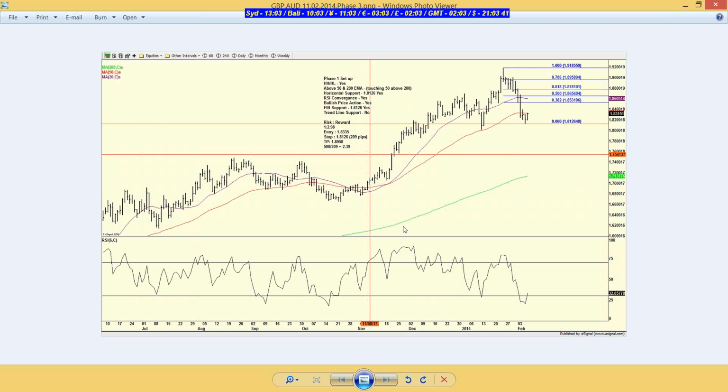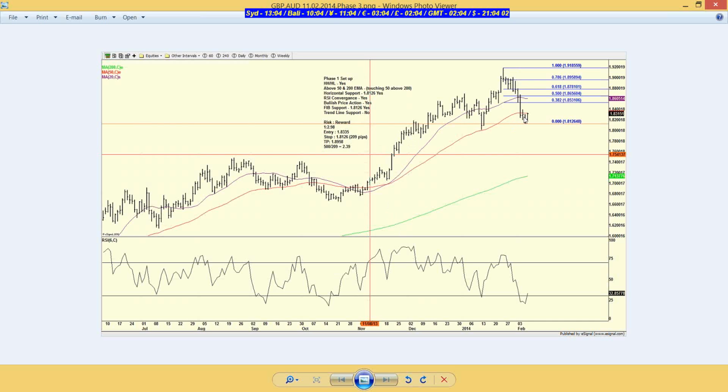Obviously, if you're taking on 3 Aussie trades, if you sent me 3 Aussie trades, you shouldn't be more than 1% exposed. Oh, sorry, more than 3% exposed to the Aussie, because obviously if they all go sour, as they are looking, then you're going to get nailed.